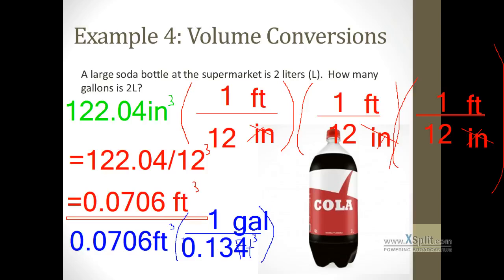And that's going to give us a grand total of 0.526 gallons. If you have a 2-liter bottle of soda, that's equal to about half of a gallon. In other words, 2 of these 2-liter bottles of soda that you might buy at the store would fill about 1 gallon of milk, water, whatever you're purchasing in gallons.